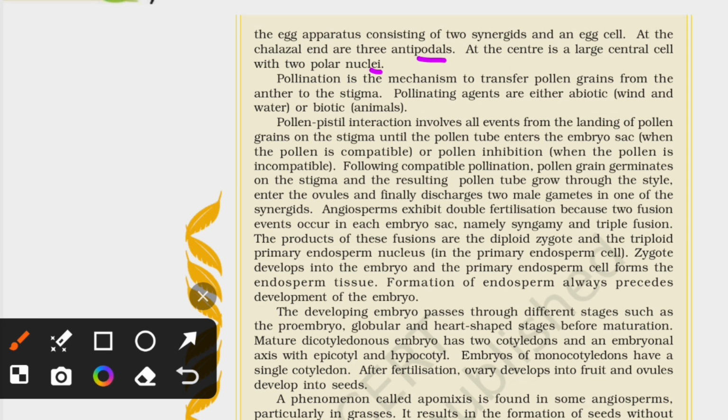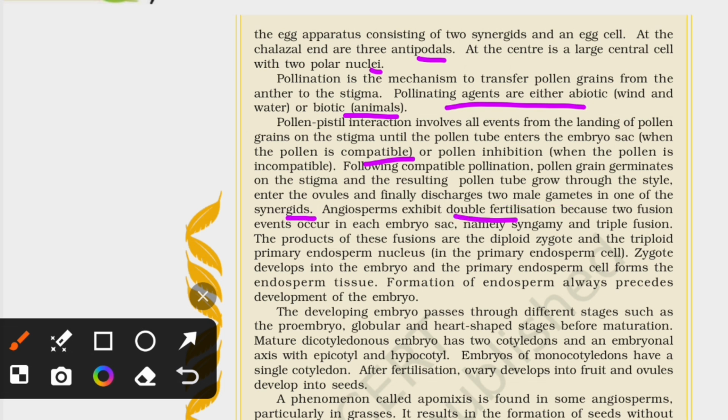Pollination is the mechanism of transfer of pollen grains from anther to stigma. Pollinating agents are either abiotic, wind and water, or biotic, animals. Pollen-pistil interaction involves all events from the landing of pollen grains on the stigma until the pollen tube enters the embryo sac when the pollen is compatible, or pollen inhibition when the pollen is incompatible. Compatible pollen grains germinate on the stigma and the resulting pollen tube grows through the style, enters the ovule and finally discharges the two male gametes in one of the synergids.